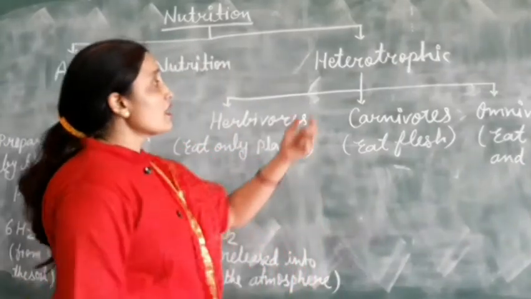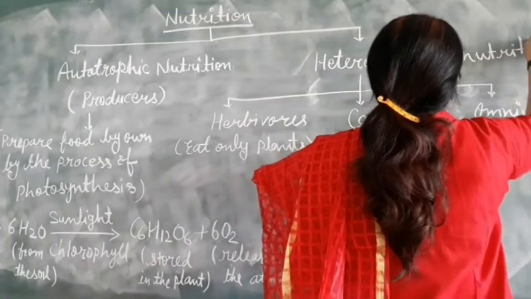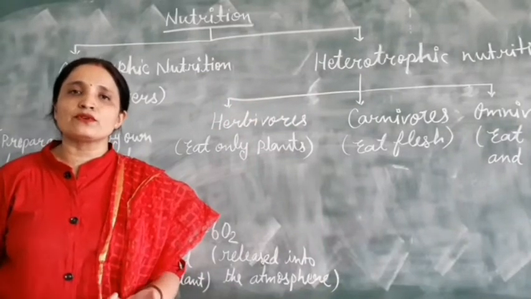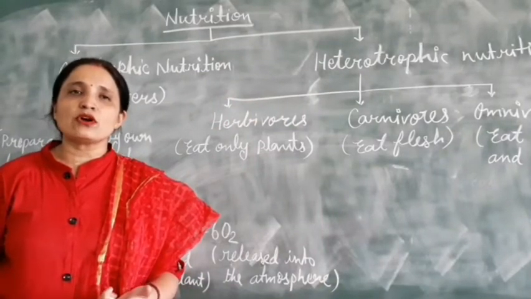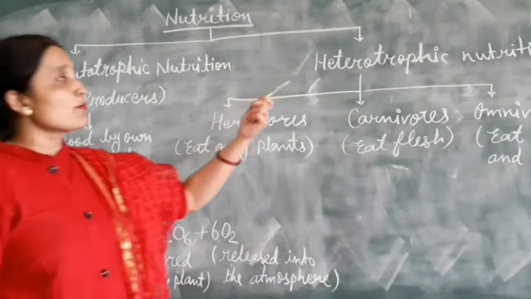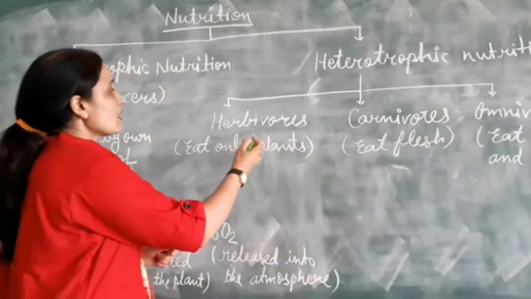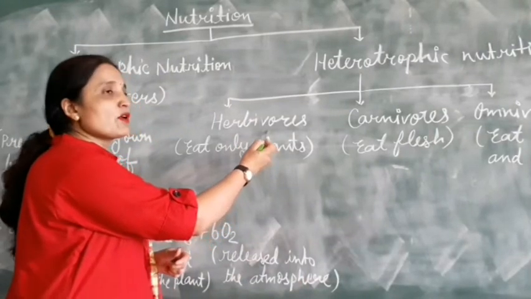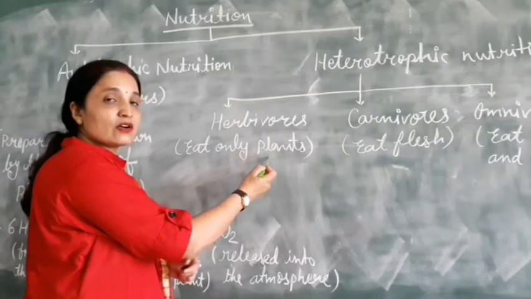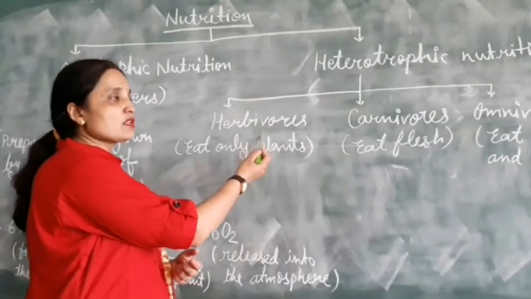Now, the second one is heterotrophic nutrition. Heterotrophic nutrition means they cannot prepare their own food. They have to depend on other plants or animals for food. Heterotrophic nutrition is divided into 3 parts. First is herbivores, meaning organisms that eat only plants. The organism which depends only on plants and plant products is a herbivore.